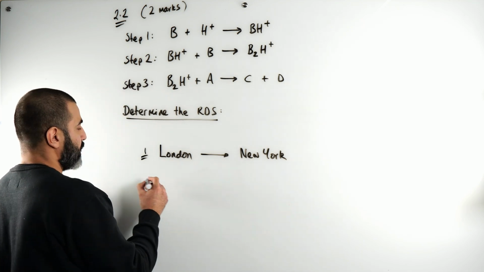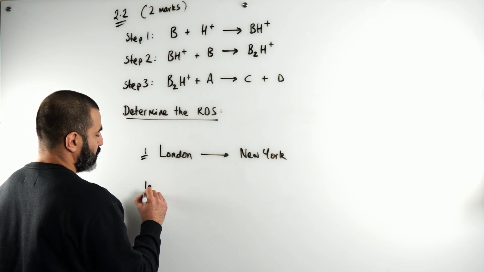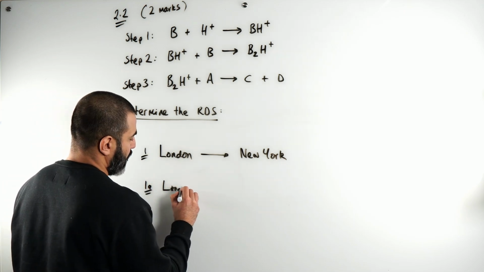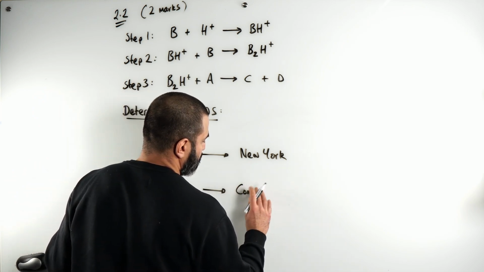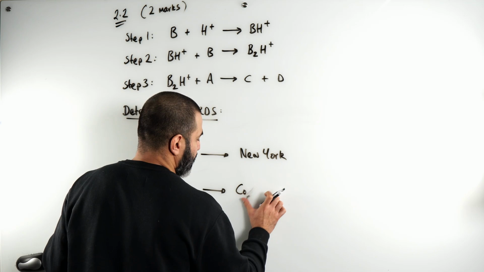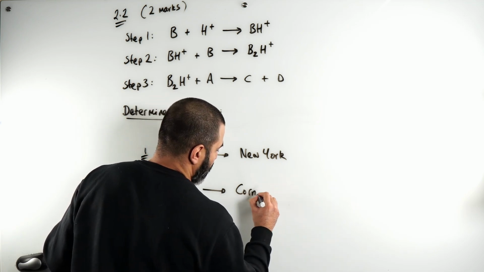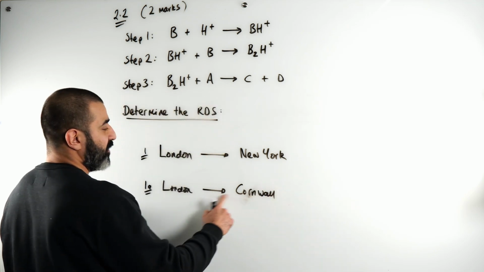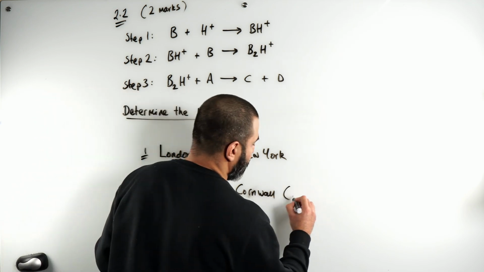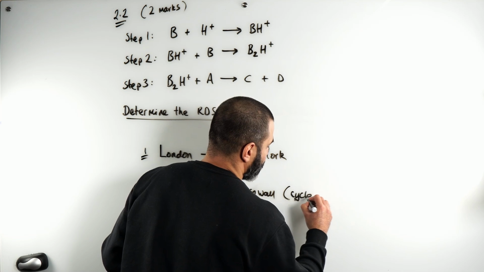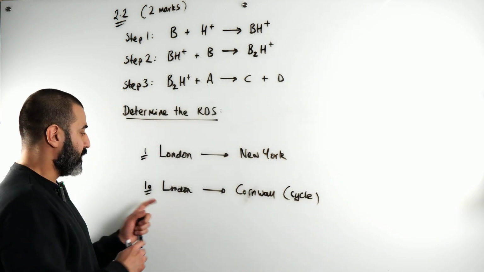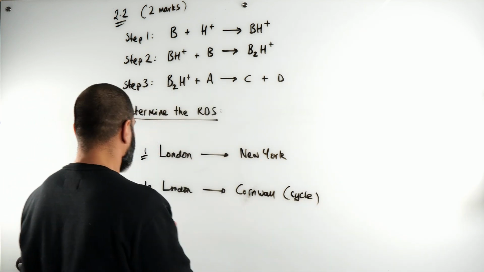However, let's say for some reason I decide to go from London to Cornwall. Never been to Cornwall, by the way. Heard it's beautiful. So, have to be able to spell it first. So, London to Cornwall, and I decide to cycle. I like cycling. I'm going to cycle that first part of my journey. Okay, so I'm going from London to Cornwall, and I'm cycling.